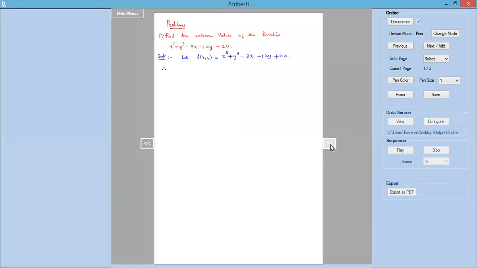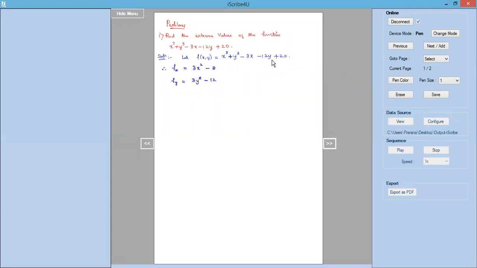So let us find out the partial derivative with respect to x first and then with respect to y. So fx is equal to 3x square plus 0 minus 3, and fy is equal to 0 plus 3y square minus 0 minus 12. We are doing partial differentiation. So partially differentiating with respect to x, cube differentiation is 3x square, minus differentiation of 3x is 3.